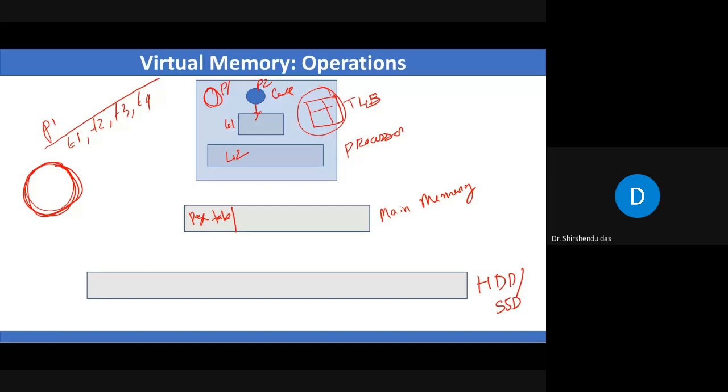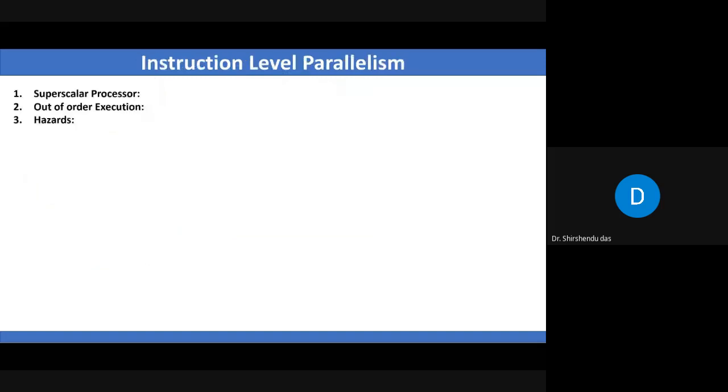Okay, some more concepts. This is also a very big topic, instruction level parallelism. Normally we discuss it in an advanced computer architecture course, but at least some basic concepts you should know.